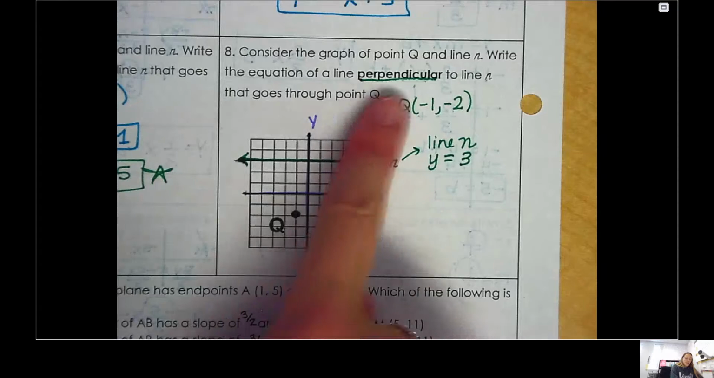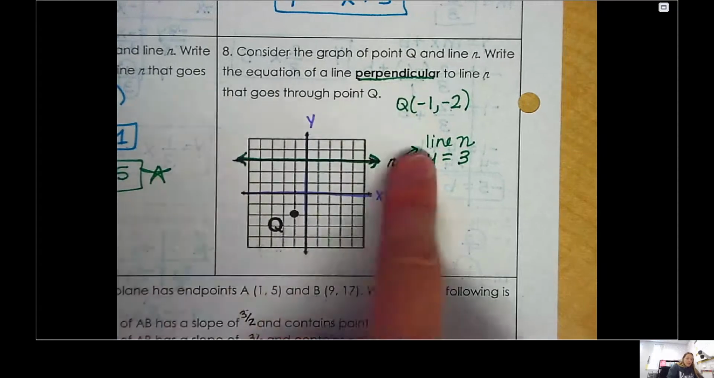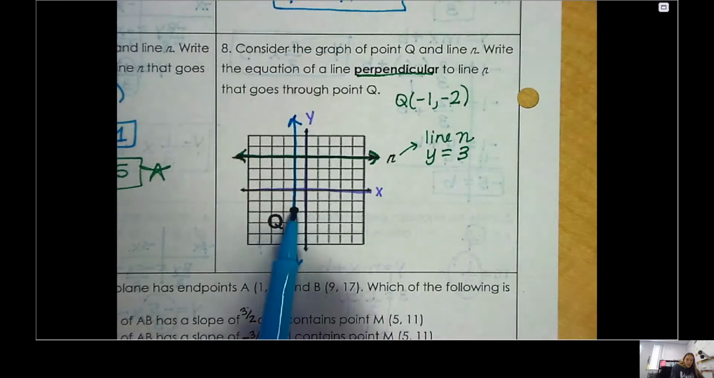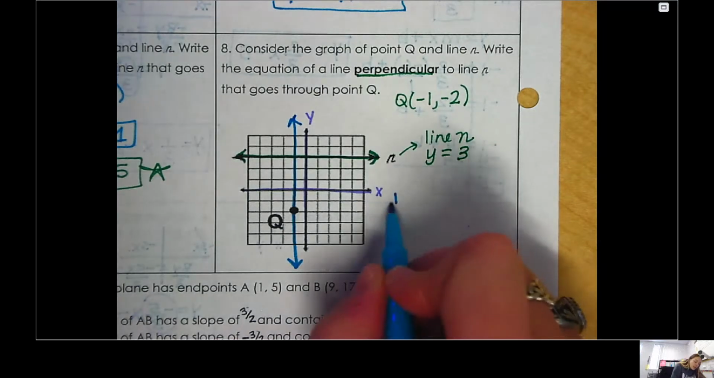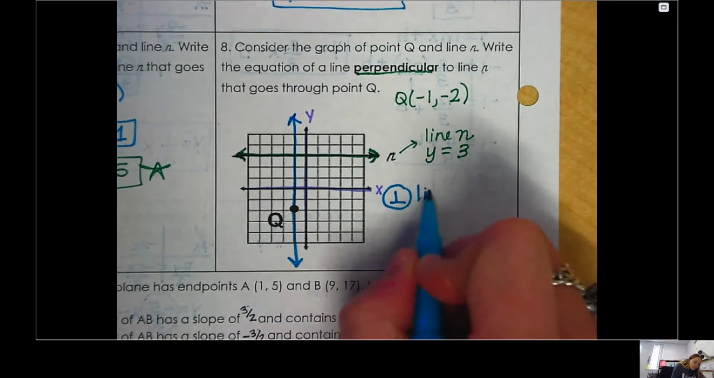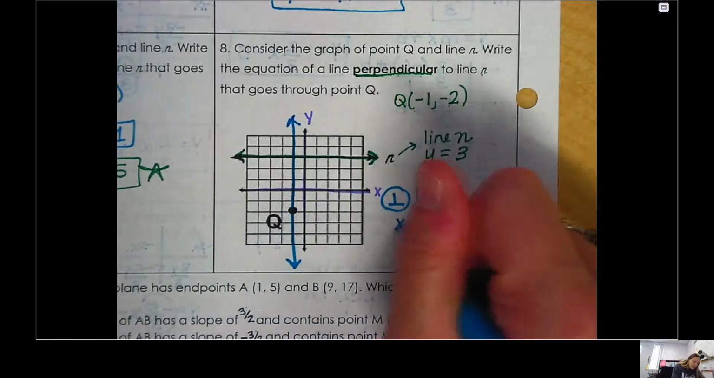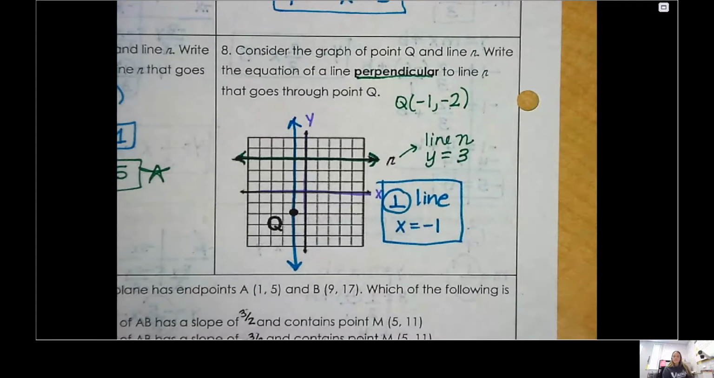Now, I want to do one that is perpendicular. So that means instead of a horizontal line, I need to have a vertical line. And I want a vertical line that goes through this point Q. So this point Q and this vertical line, since it's a vertical line, a perpendicular line would be the equation x equals -1. And those are perpendicular.